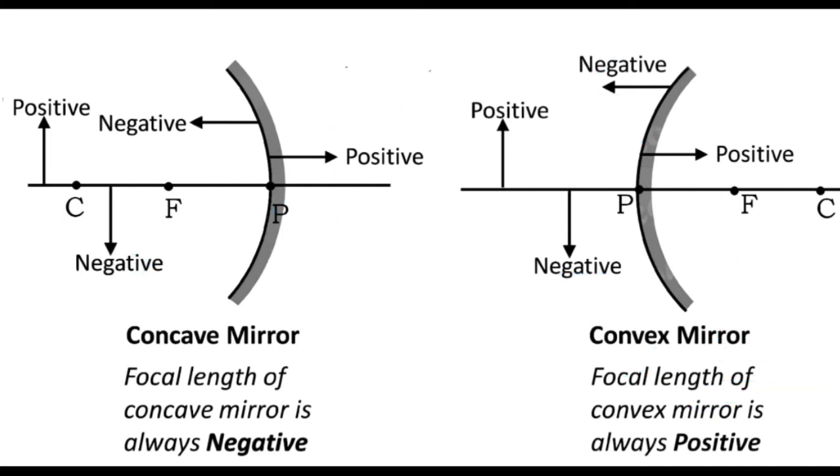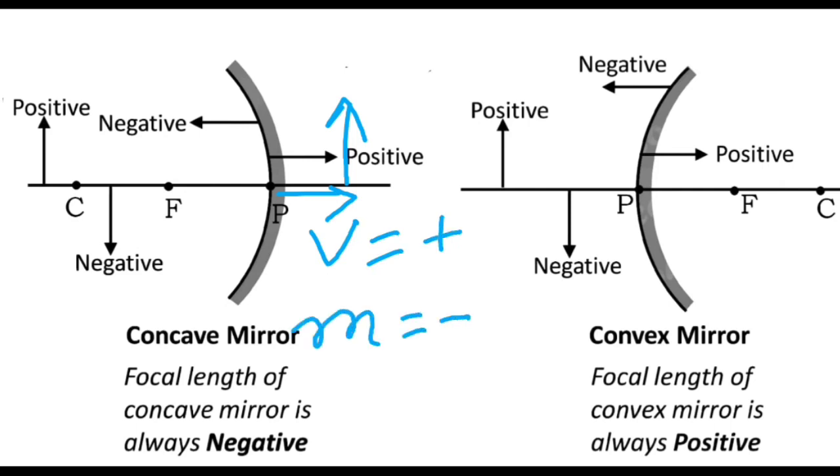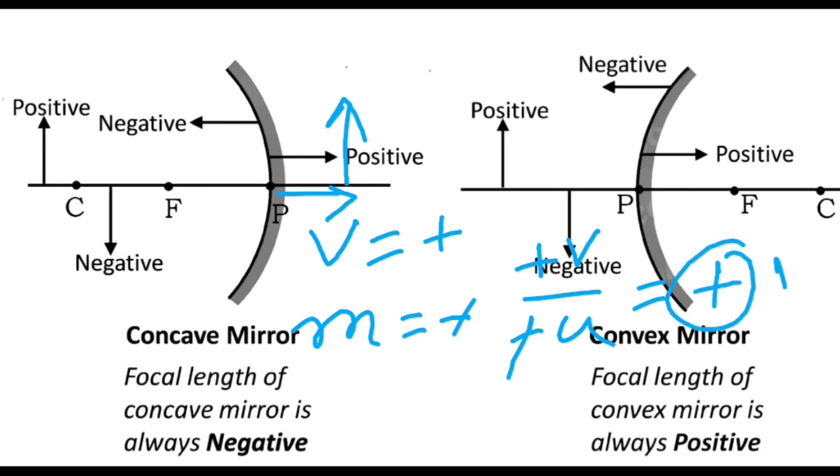And when the image is lying behind the mirror, from pole to the right, then we have to take it as positive. So now the magnification will be minus, already there, plus v by minus u, then the minus will cancel out, and the magnification will be a positive value. So for a virtual image, the magnification is positive for a concave mirror.